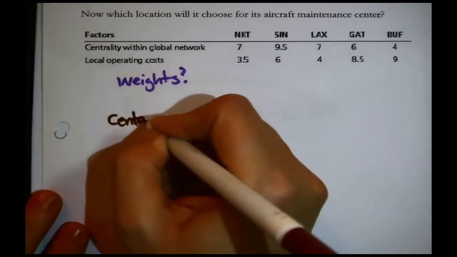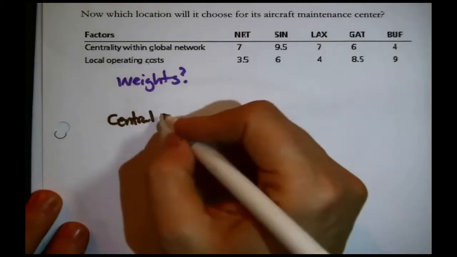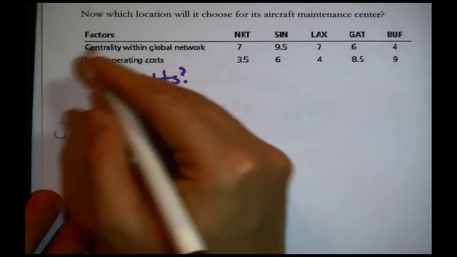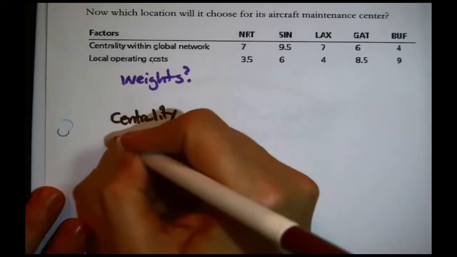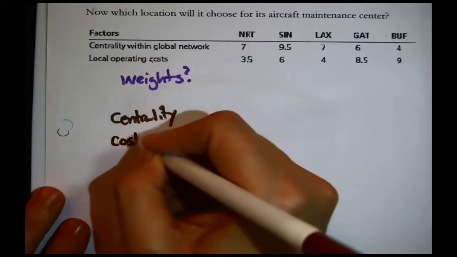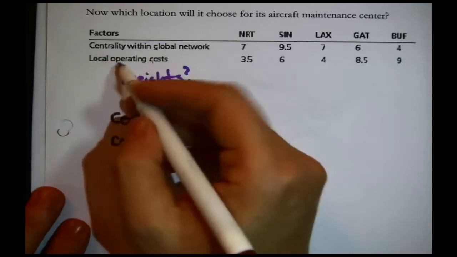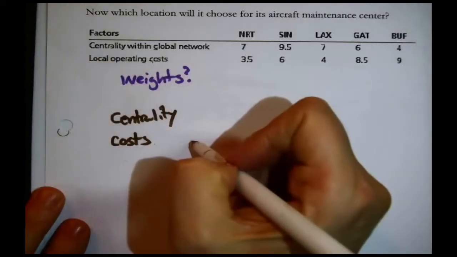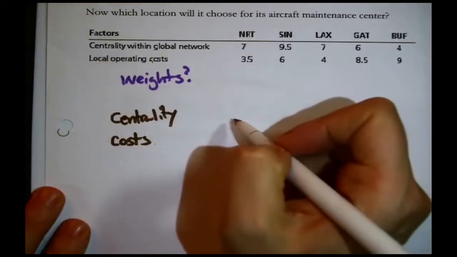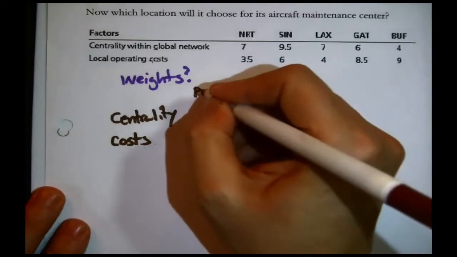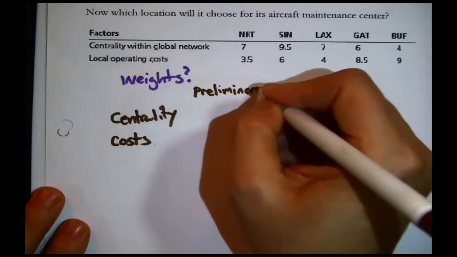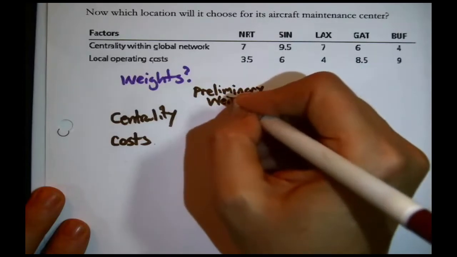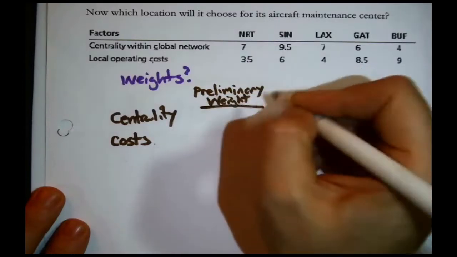Create like a worksheet for yourself. Okay, centrality, that's the first issue. I'm not going to write the whole within the global network. And then costs, being the second issue. I'm not going to write local operating costs because this is just a scratch area here. Now what I am going to write here, I'm going to label my work preliminary weight.